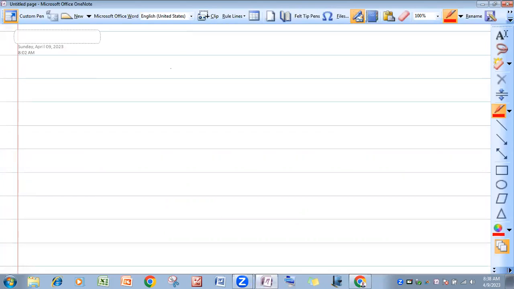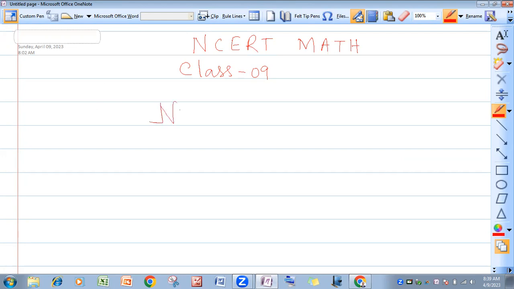So, hello student. Today we will learn about NCERT maths from class 9. This will help you in CBSE and ICSE both, this lecture. So, today's first chapter is number system.